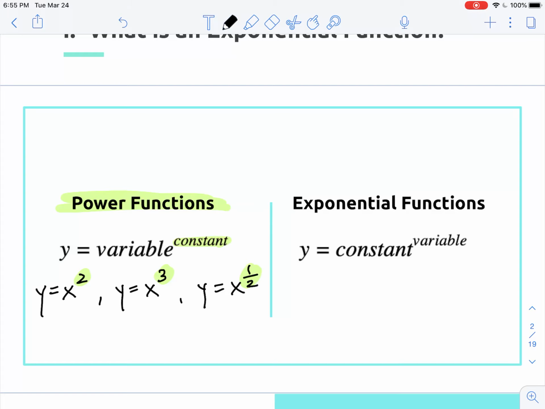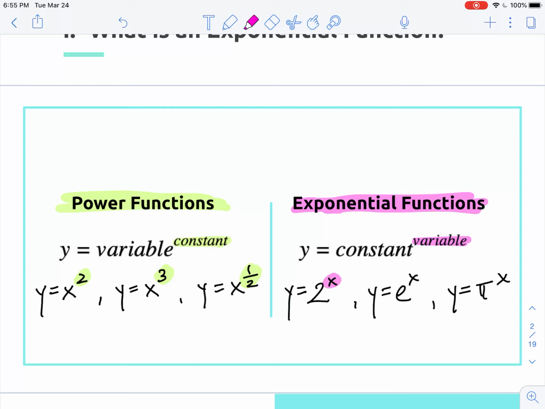So what makes exponential functions different? An exponential function actually has the variable in the exponent spot. So that might be something more like this: y equals 2 to the x, or maybe y equals e to the x, or maybe y equals pi to the x. So anytime you have the variable in the exponent, that's considered an exponential function. And that's what we're going to be spending a lot of time talking about in this section as well as the next.